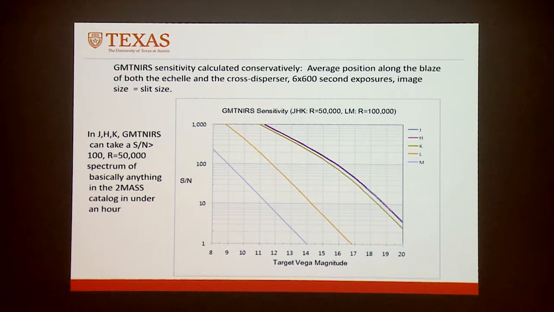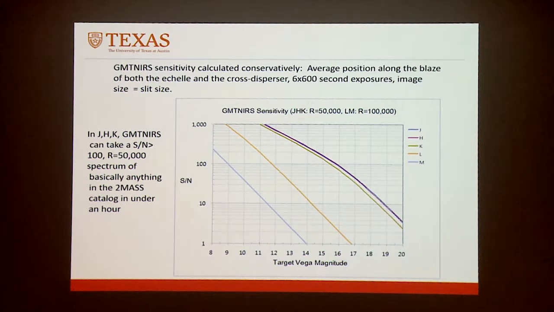And the way I like to look at this is sort of a science look, which is in J, H, and K, GMTNIRS can take a signal to noise of 100 spectrum at R of 50,000 of basically anything in the 2MASS catalog in under an hour. So whatever you find in the 2MASS catalog, you say, I want that, and in less than an hour you can have a high signal to noise spectrum of it. So that's a tremendous capability that allows us to look at basically anything in the galaxy and do something really good with it.